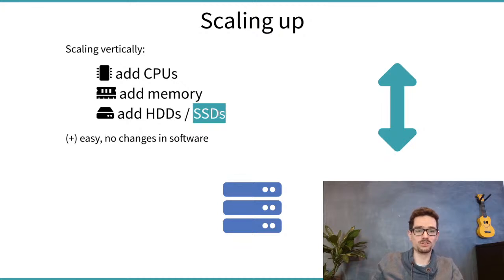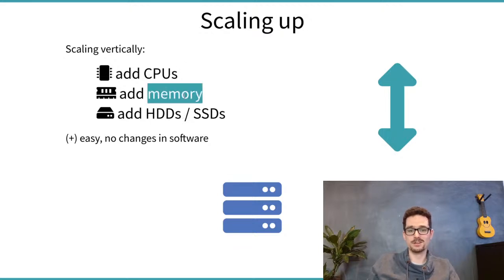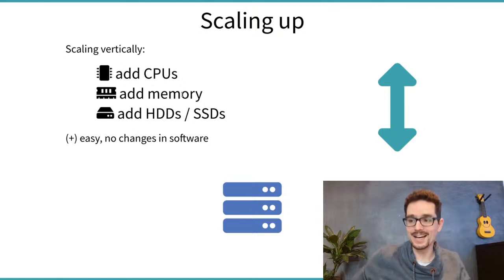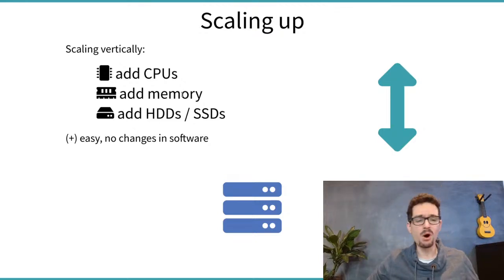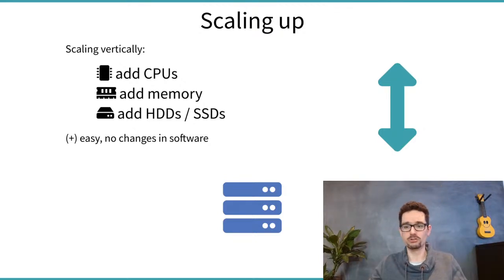So it depends on what you do. When you want to mine Bitcoin, you need a good CPU or a good GPU, a good graphics card, and then you cannot mine more Bitcoin when you add more memory to your system. So it depends on the algorithms, what you want to do. But this means scaling up. You simply put more hardware into your machine.